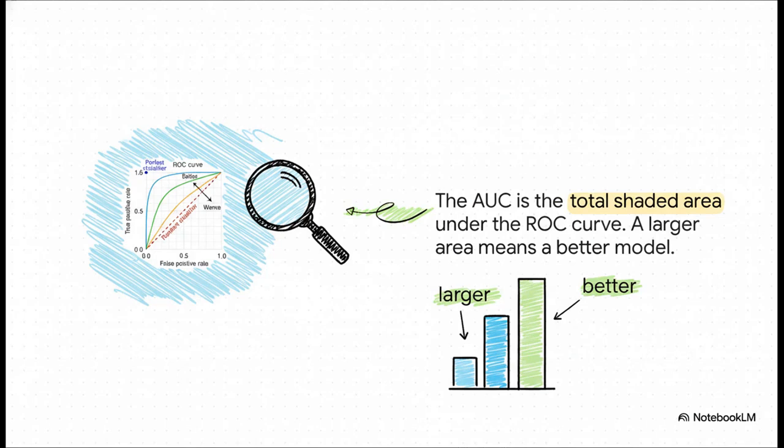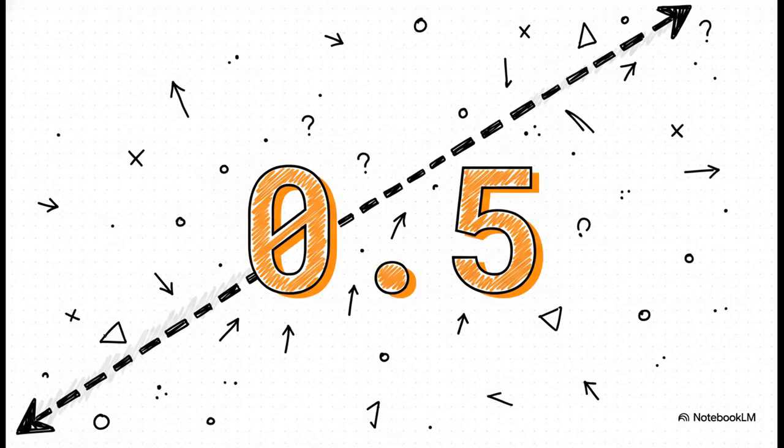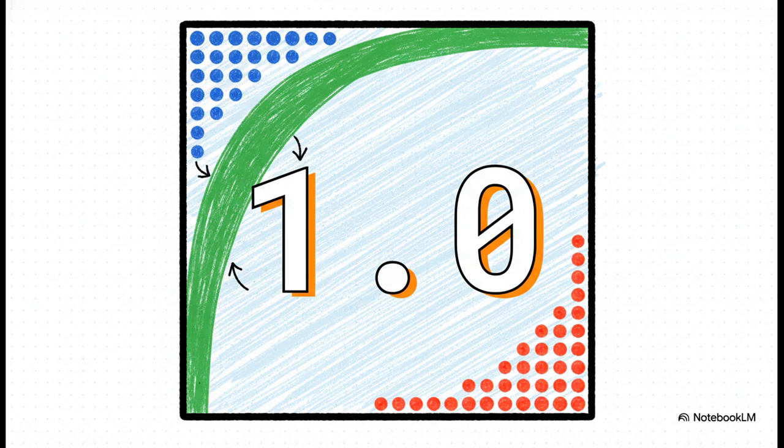So if you just imagine shading in the entire space underneath that blue curve, the size of that shaded area, that's the AUC. It's pretty intuitive, right? A model with a bigger shaded area, a higher AUC, is just plain better at telling the difference between the positive and negative cases. So if your model gets an AUC of 0.5, that means its curve is sitting right on that diagonal line. It has absolutely no ability to tell the difference. It's no better than just flipping a coin. On the other hand, an AUC of 1.0, well, that's the holy grail. That's a perfect classifier.